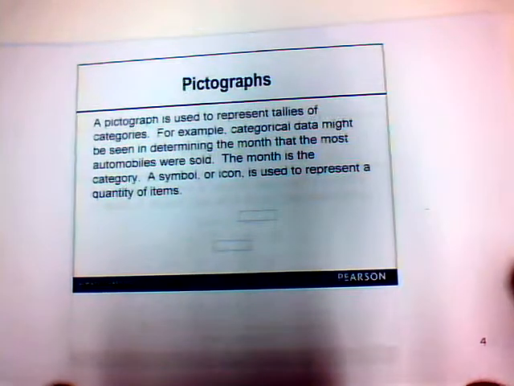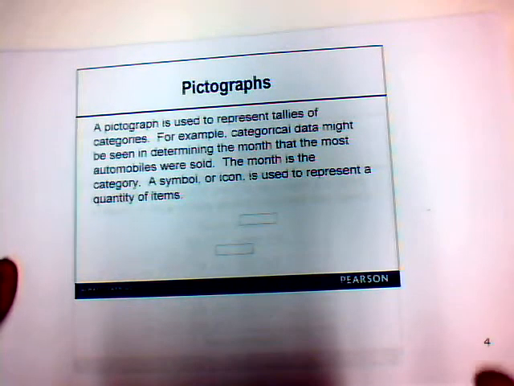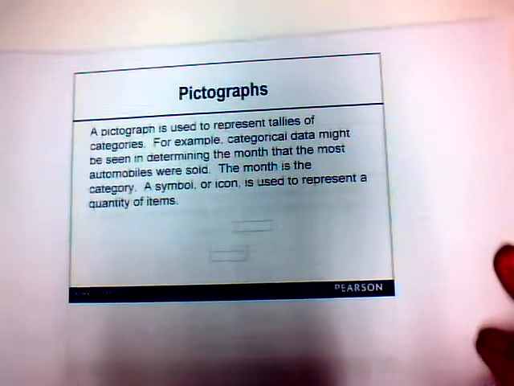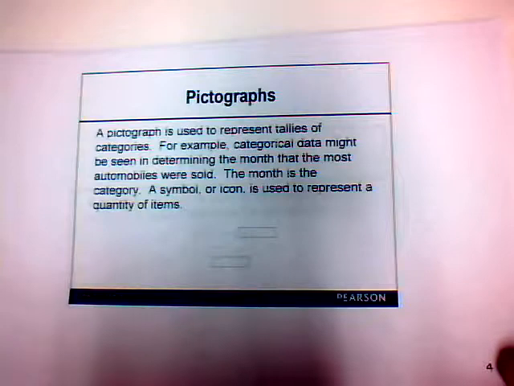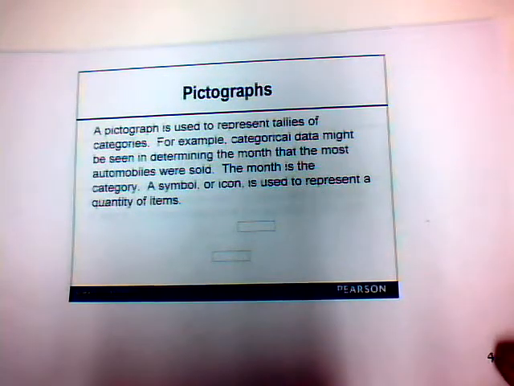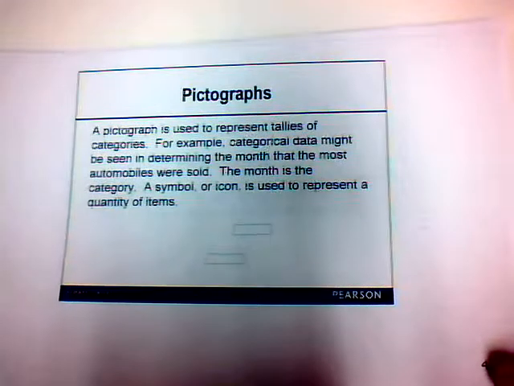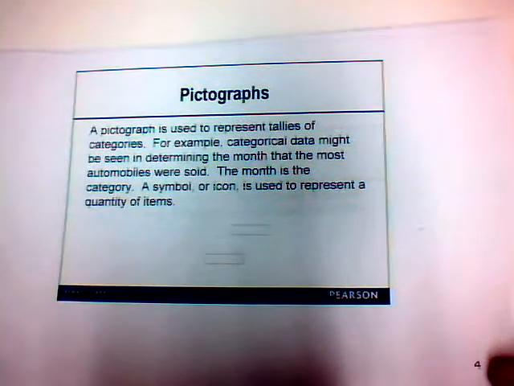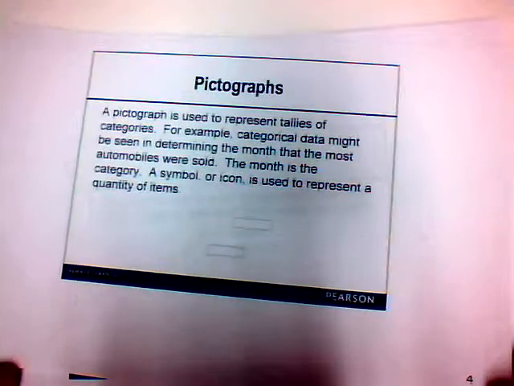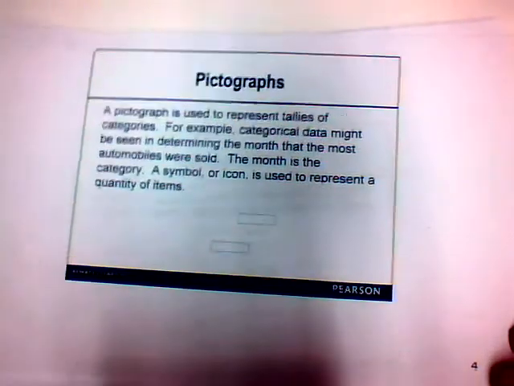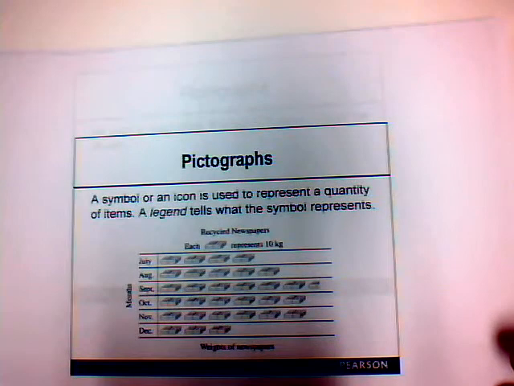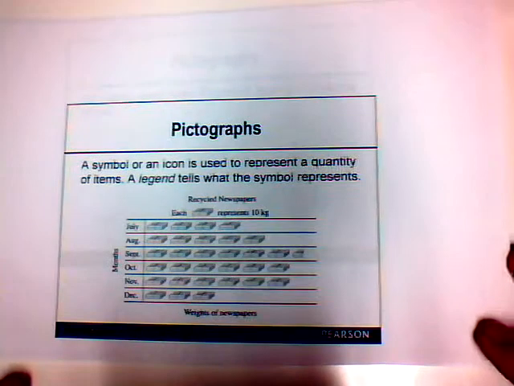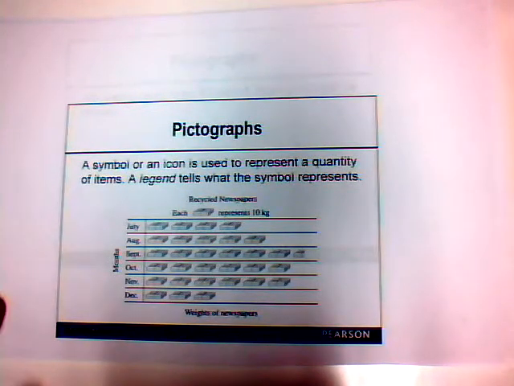One way of illustrating data is the use of a pictograph. A pictograph is used to represent tallies of categories. For example, categorical data might be seen in determining the month that the most automobiles were sold. The month is the category. A symbol or icon is used to represent a quantity of items. Okay. And here's an example of what a pictograph looks like.